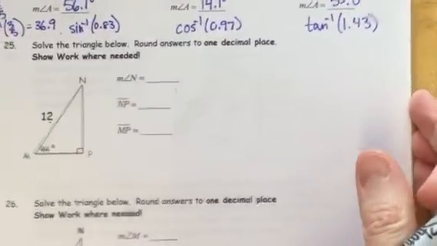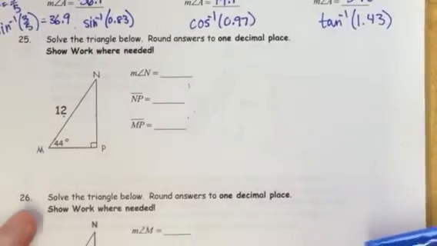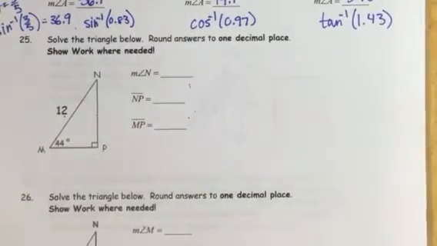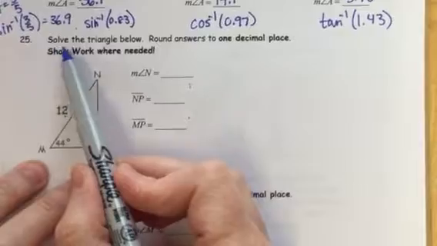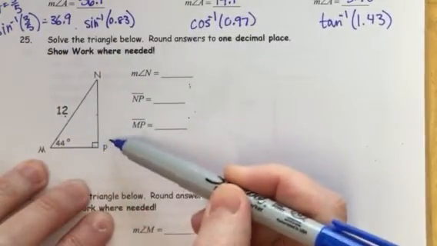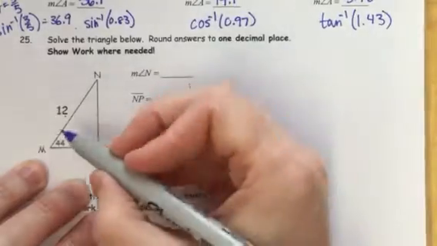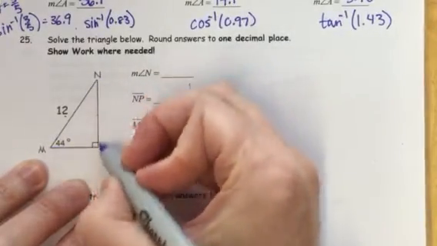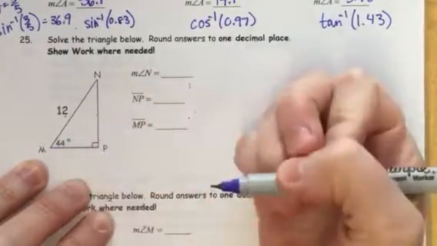Let's move on to 25. I think this is showing up in the screen okay. Solve the triangle below. When they ask us to solve a triangle, that means they gave us a few pieces of the triangle, but we need to find all the other pieces. So all of the pieces would be all 3 side lengths and all 3 angle measures.